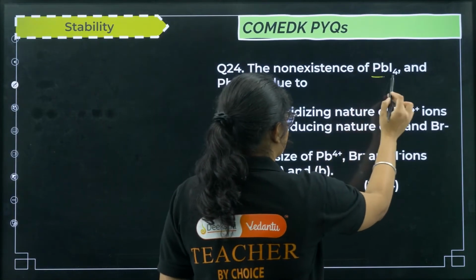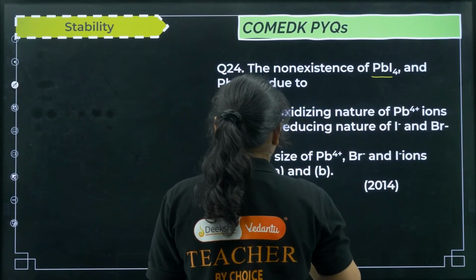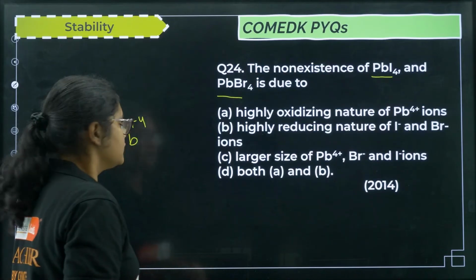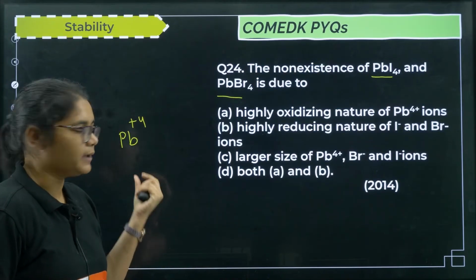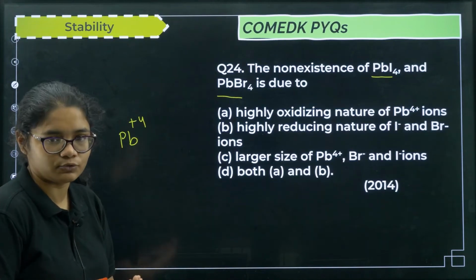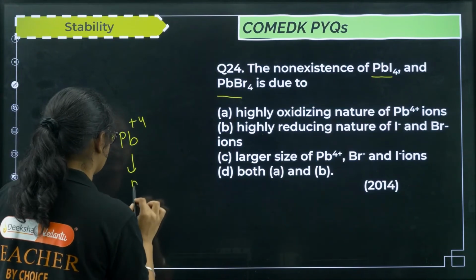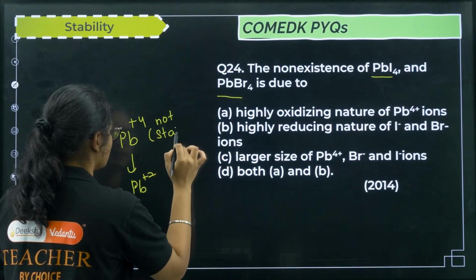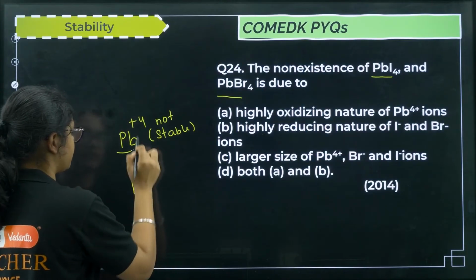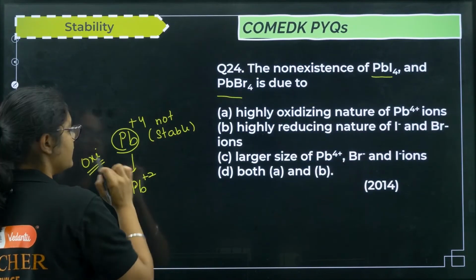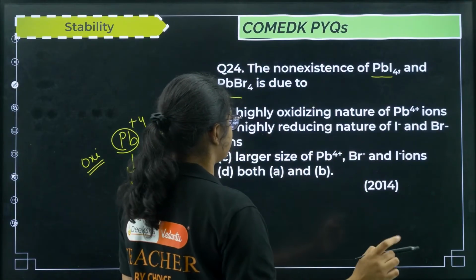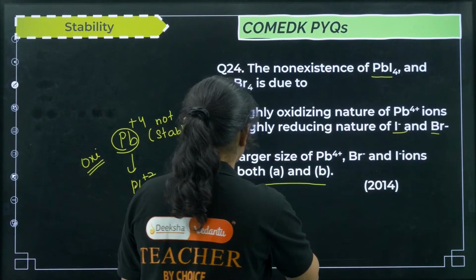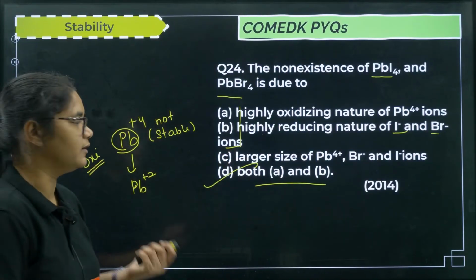Next, the non-existence of PbI4 and PbBr4 is due to. Now what happens if you see in this Pb, it is in +4 state, right? So now the Pb, when we go down the group, +4 state is less stable, +2 state is more stable, right? So Pb +4 immediately gets converted to Pb +2. Pb +4 is not stable. Okay, so then it is undergoing reduction, so it is a very good oxidizing agent. Okay, so that is a highly oxidizing nature of Pb +4 and highly reducing nature of I- and Br- ions. So both of these factors are responsible. Option number D is the correct answer here.